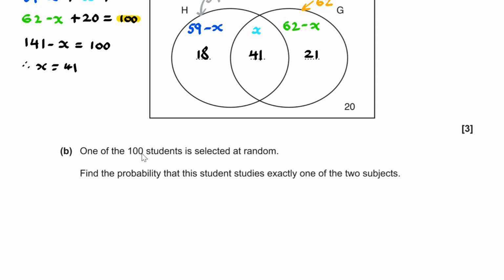And now for part B, one of the 100 students is selected at random. We have to find the probability that this student studies exactly one of the two subjects. Well, exactly one of the two subjects would have the 18 from here, and would also have the 21 from here. And of course we've got 100 students in total, so this is our probability. And simplifying this, we would have 39 over 100 as our probability. So we've got 39 out of 100.